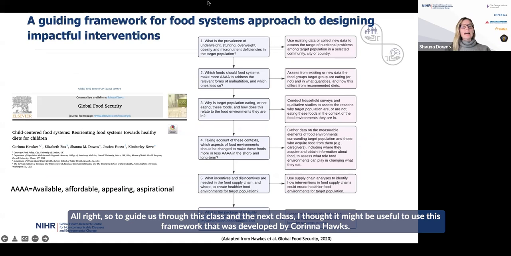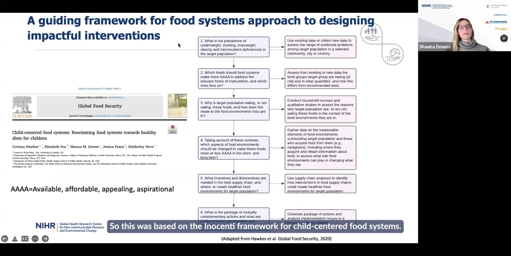All right, so to guide us through this class and the next class, I thought it might be useful to use this framework that was developed by Corinna Hawkes. It was based on the Innocenti framework for child-centered food systems. I think I shared it in the lecture that I gave a few weeks ago now.